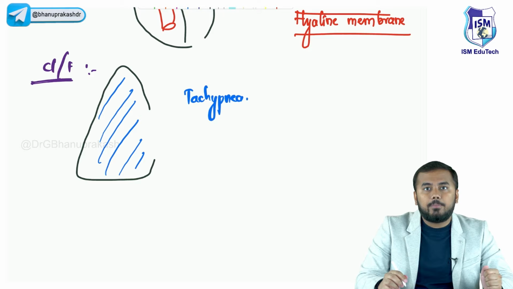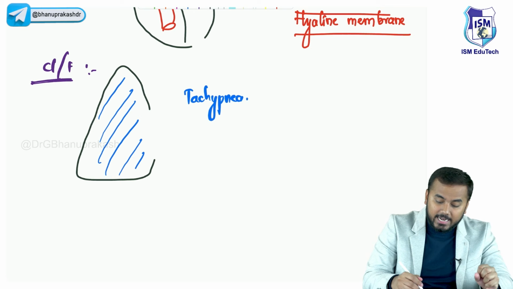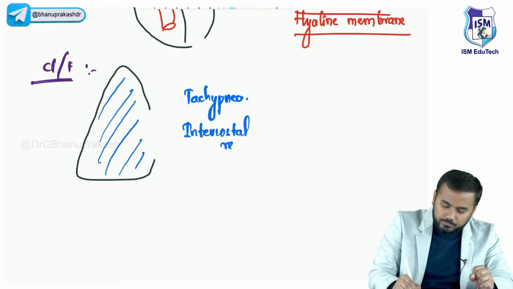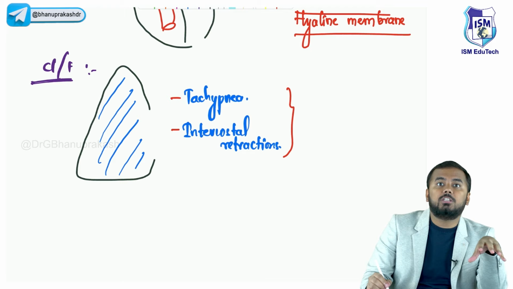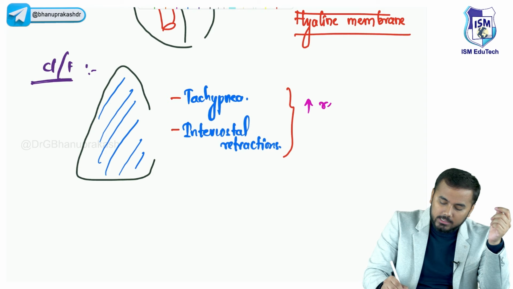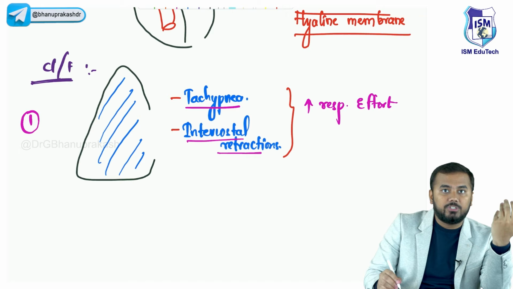Along with tachypnea, what is happening? He is trying to take the air inside by contracting all his muscles, the intercostal muscles. So you can very clearly see on the chest of an infant there are intercostal retractions. So from today onwards, guys, whenever you see these two important signs, tachypnea and intercostal retractions, you should think that the patient has an increased respiratory effort. So the first important clinical feature is tachypnea and intercostal retractions, which means increased respiratory effort.